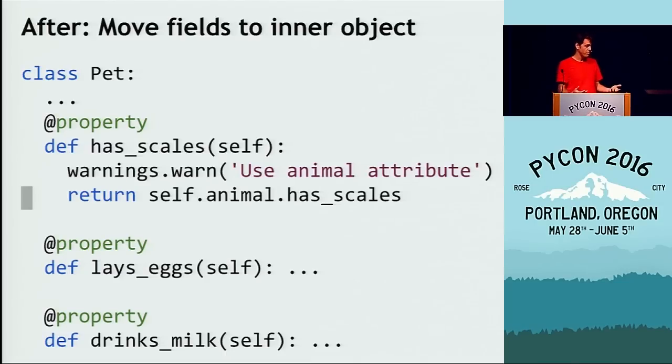So Python has this great property helper decorator that you can use. And what you can do is you can intercept a call to the old attribute, like has scales here, and you can essentially forward that request for that attribute into the inner class. So pet can say, hey, thank you for asking for has scales. I'm going to warn you that you shouldn't do that, but I'm still going to give you the answer you need by asking the internal animal class. And so that's what's happening here. And you can do that for all of the properties that you're trying to keep backwards compatibility with.